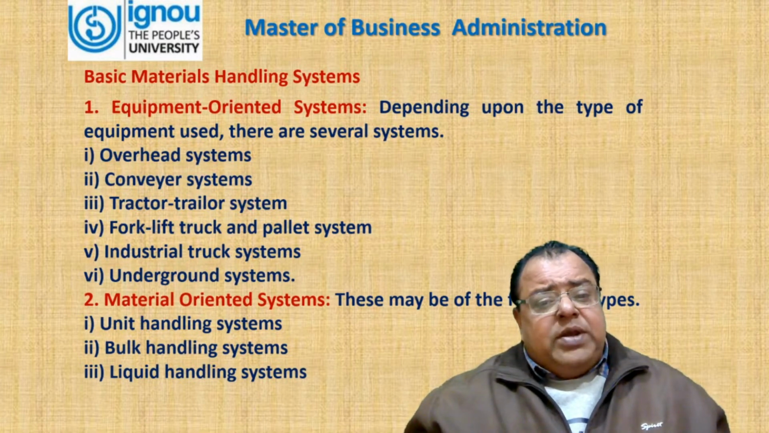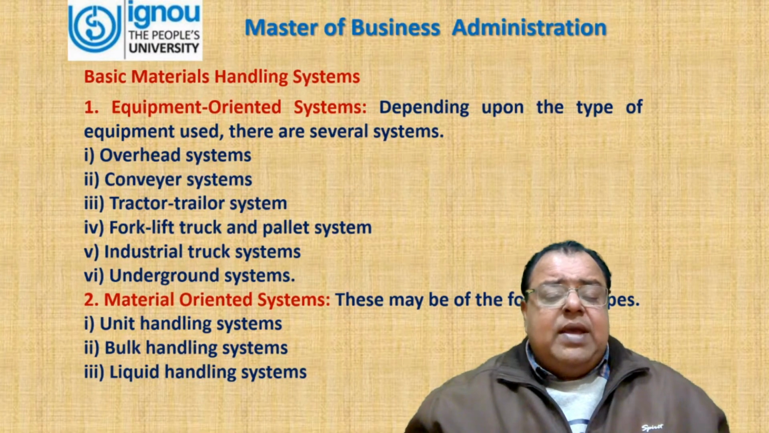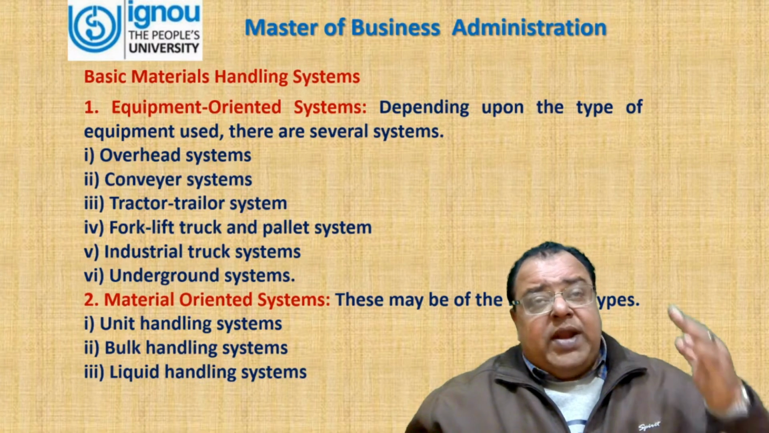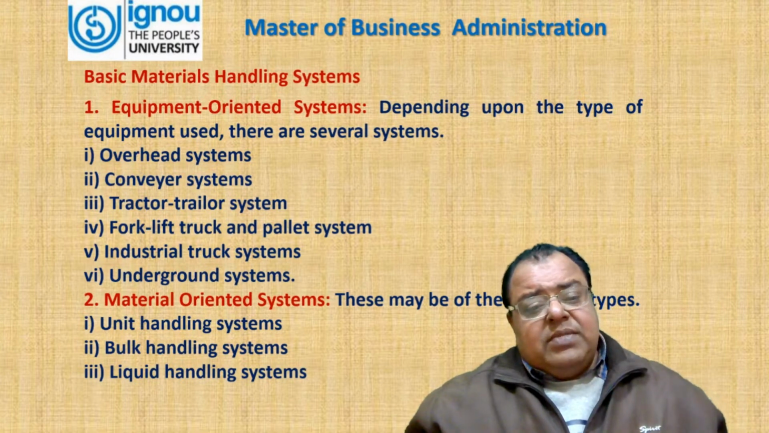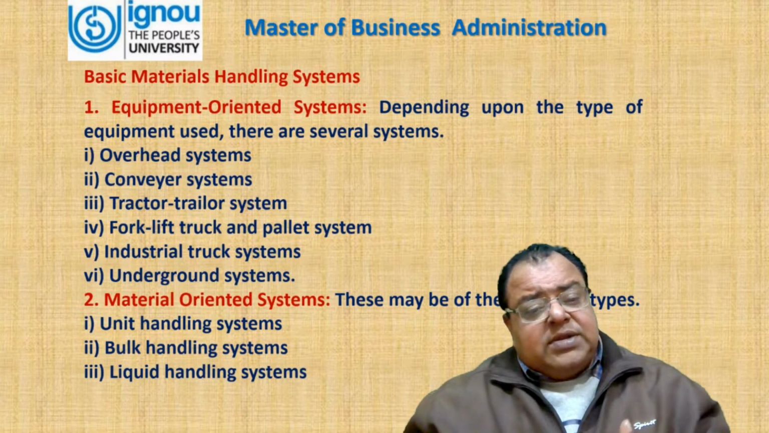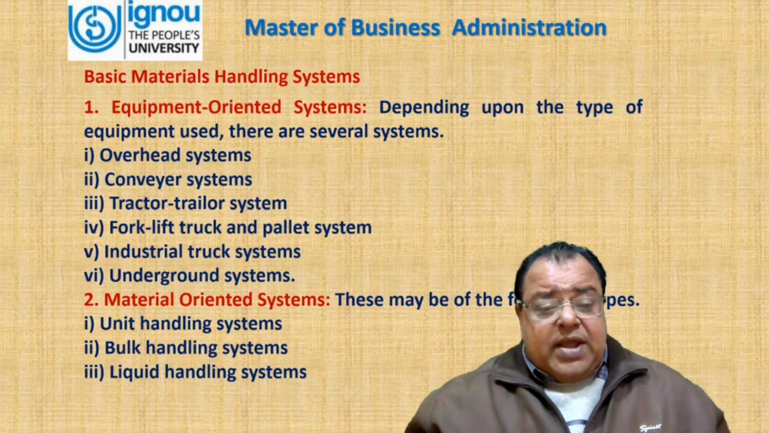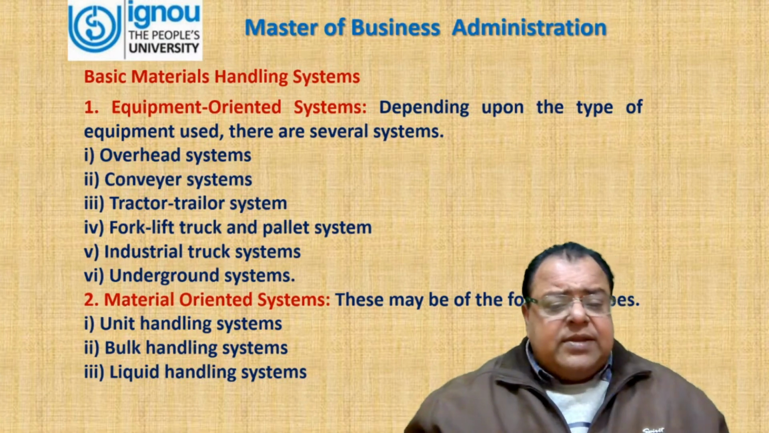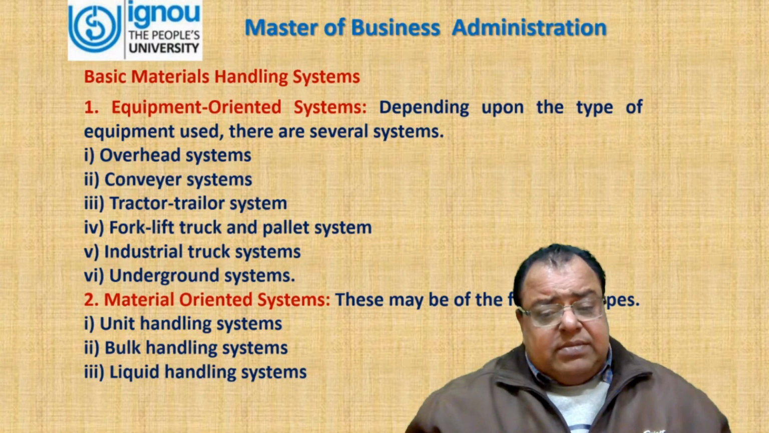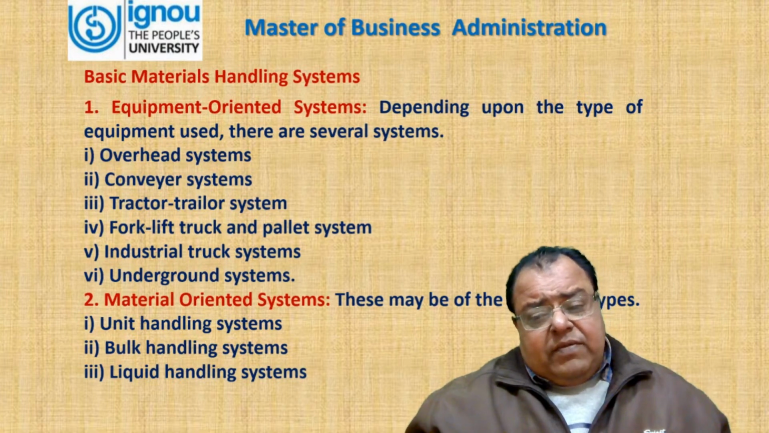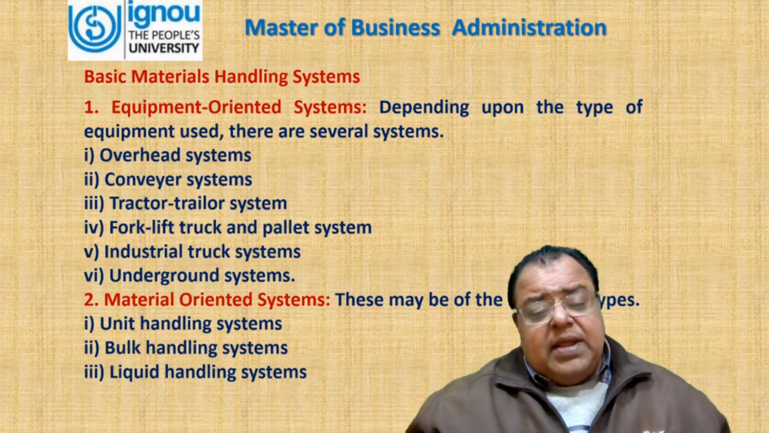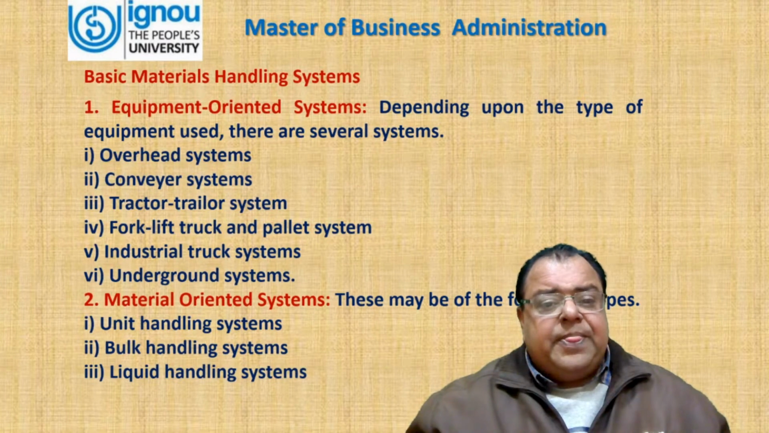Basic material handling systems. First is equipment oriented systems. Depending upon the type of equipment used, there are several systems such as overhead system, conveyor system, tractor trailer system, forklift truck and pallet system, industrial truck system, and underground systems. Second is material oriented systems. They have the following types: unit handling system, bulk handling system, and liquid handling system.